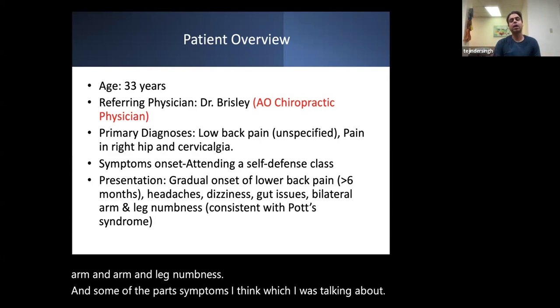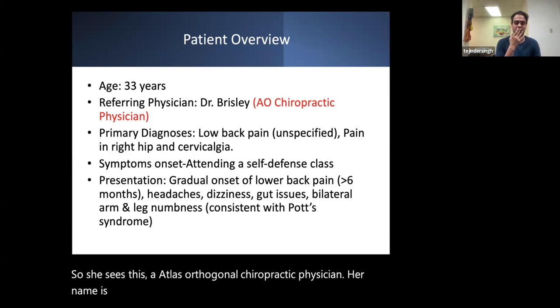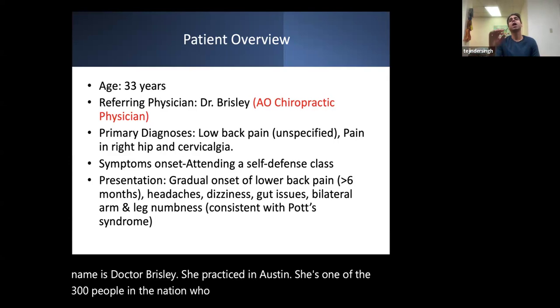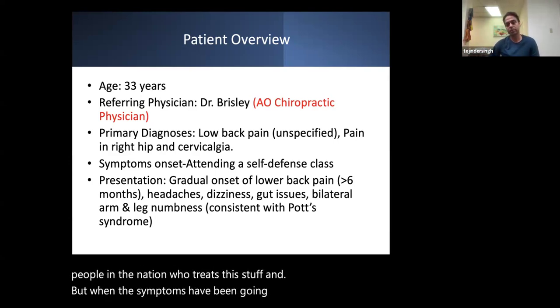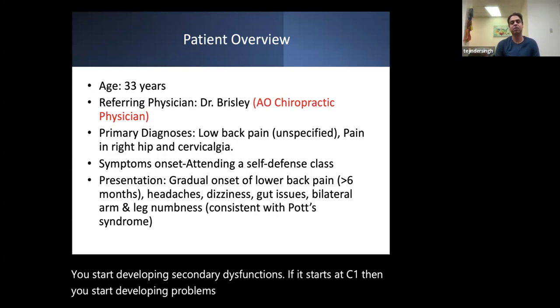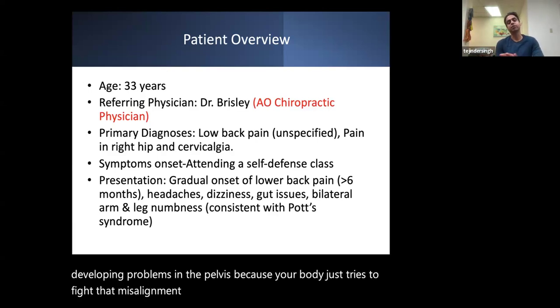So she sees this Atlas orthogonal chiropractic physician. Her name is Dr. Brisley. She practices in Austin. She's one of the 300 people in the nation who treats this. But when symptoms have been going on for a long time, you start developing secondary dysfunctions. If it starts at C1, then you start developing problems in the upper back and in the pelvis, because your body just tries to fight that misalignment, and you start developing dysfunctions elsewhere, right?